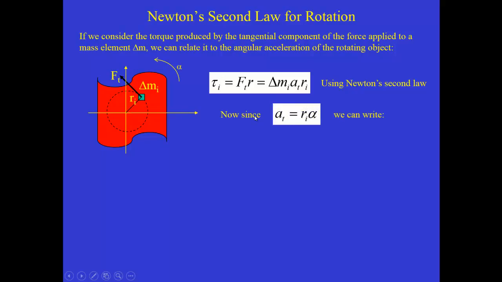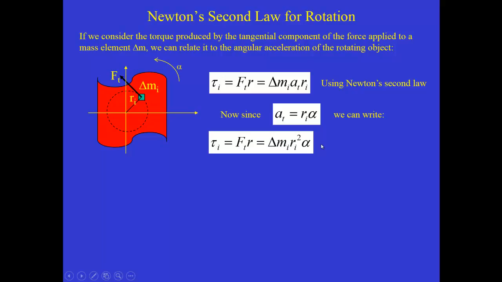Now we also remember that there's a relationship between the tangential acceleration and the angular acceleration of the entire object. Just as v is equal to r times omega, a is equal to r times alpha. Remember that alpha is in radians per second squared for the object. So we can substitute that into the torque equation, and now the torque is equal to delta m sub i, r sub i squared times alpha.